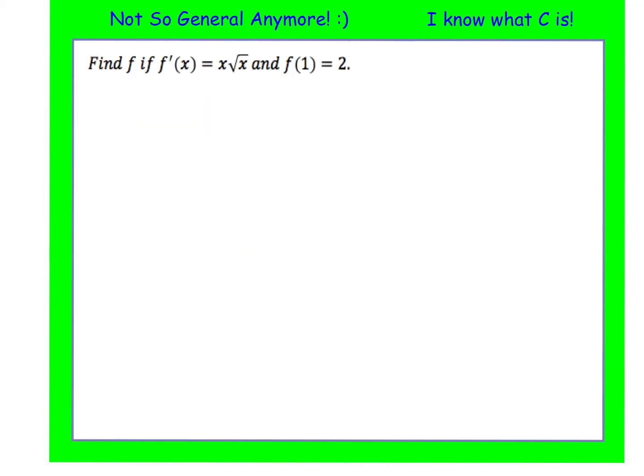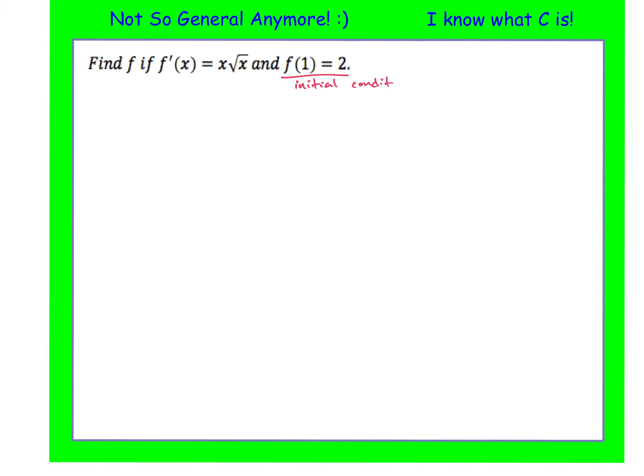So now I have f. I need to find f given f prime. So f prime of x is equal to x square root x. And then I'm given something else. I'm given f of 1 is equal to 2. And let's see if Nolan remembers what this is called. He better. What is this f of 1 equals to? An initial condition. This is our first time seeing it. And we're going to be seeing it a lot.